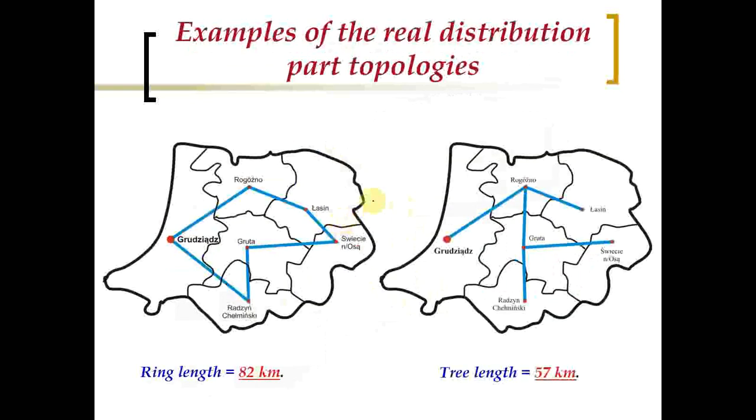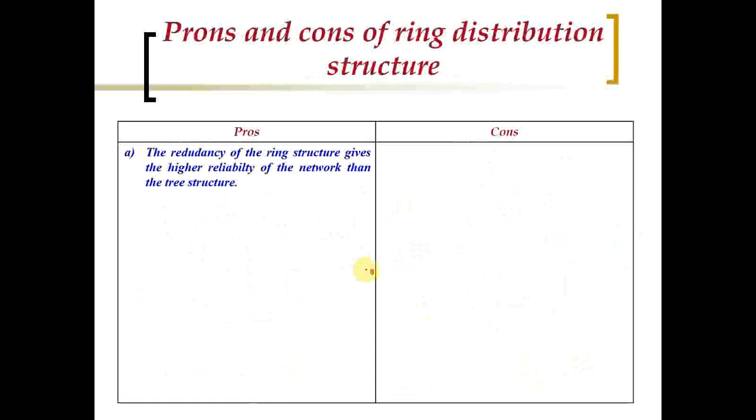And this is the comparison. You can see a comparison of how you can build a ring topology and a tree topology, and you can see exactly what the difference is. The difference is in the number of kilometers, so it will have a great impact on the costs of your infrastructure. Okay.